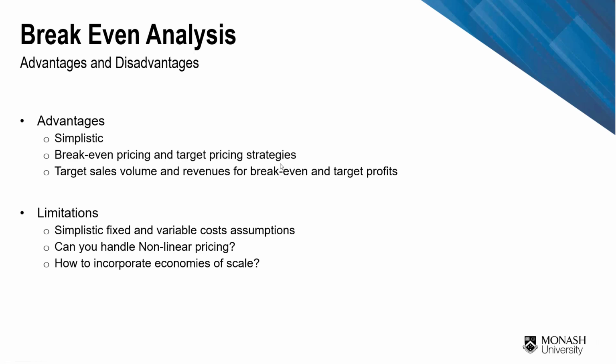So for example, if your break-even point is 10 units, obviously you need to try your best to produce 10 units because that is going to be the difference between you making money versus not making money. And lastly, it can help you to find out your target sales volume, target sales revenue, and so on. But there are obviously some limitations.